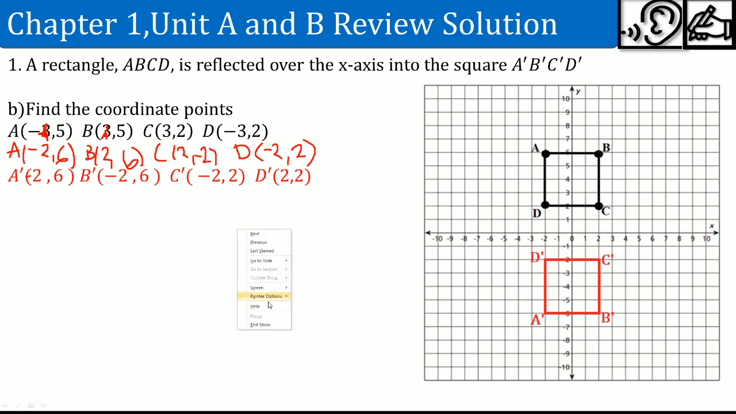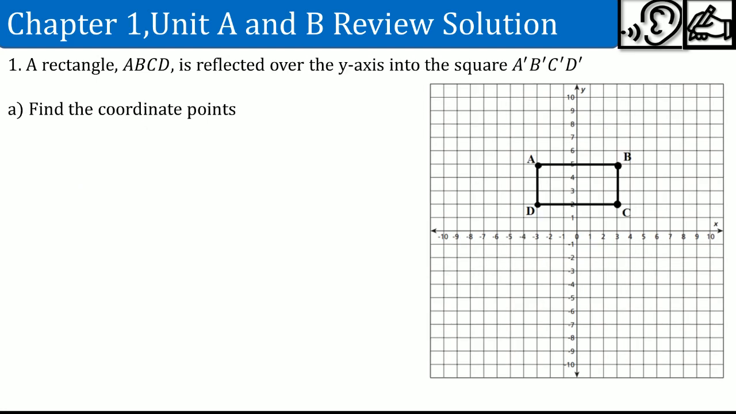Good. The A prime, B prime, C prime, and D prime are correct after the reflection over the x-axis. Let's see if I make the mistake for the next one. Number 2, find the coordinate points. Again, that's the rectangle. This time it's going to be reflected over the y-axis. Okay, that should be its original point. Is that right? A is negative 3, 5. B is 3, 5. C is 3, 2. And D is negative 3, 2.